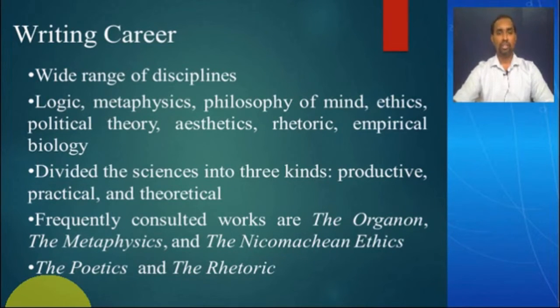Now, it is also interesting to note how he divided sciences into three kinds: productive, practical, and theoretical. The productive sciences, natural enough, are those that have a product. They include not only engineering and architecture, which have products like bridges and houses, but also disciplines such as strategy and rhetoric, where the product is something less concrete, such as victory on the battlefield or in the courts.